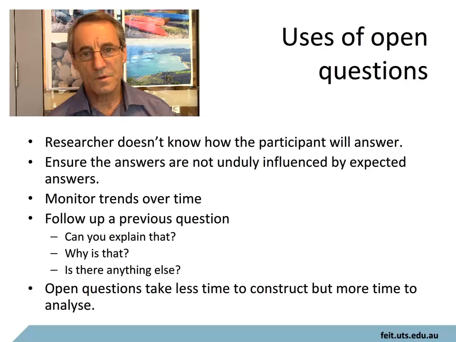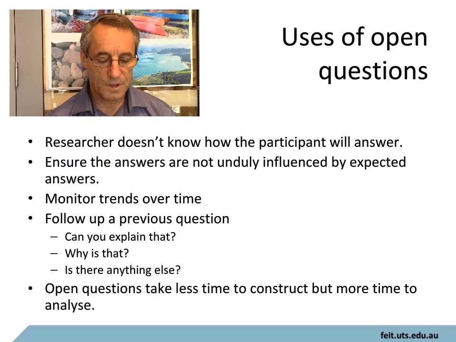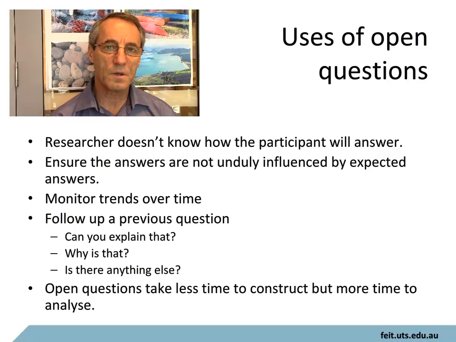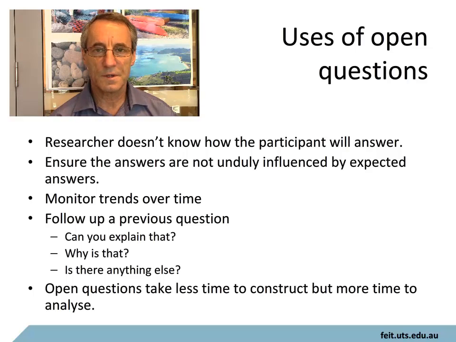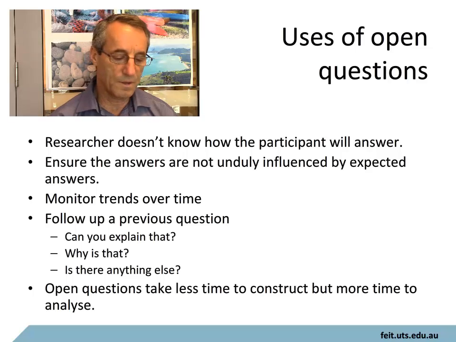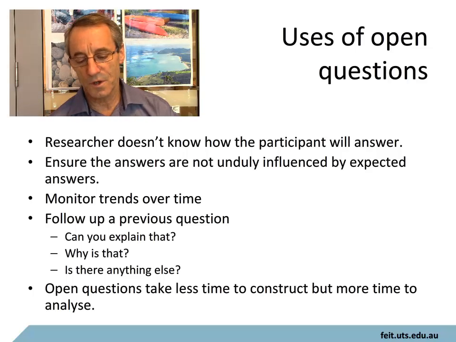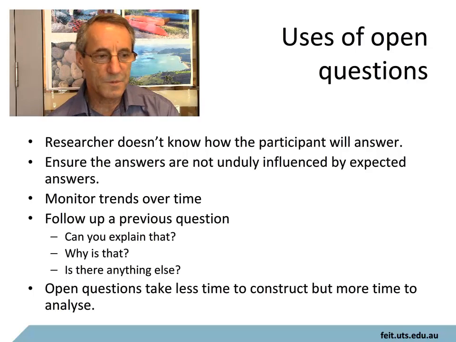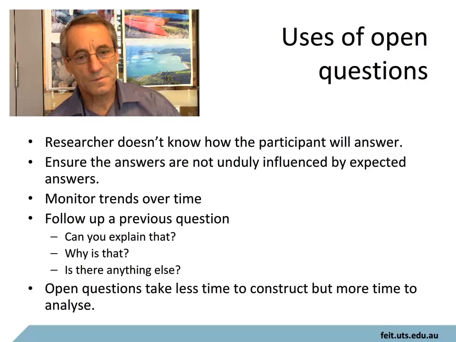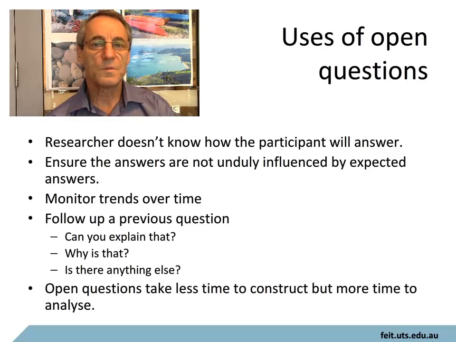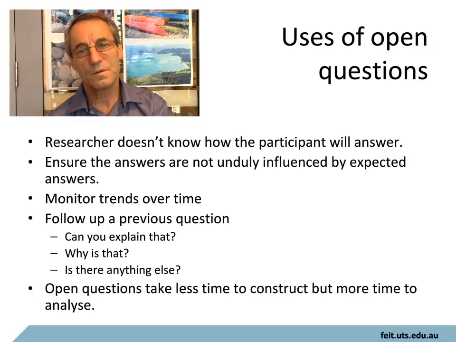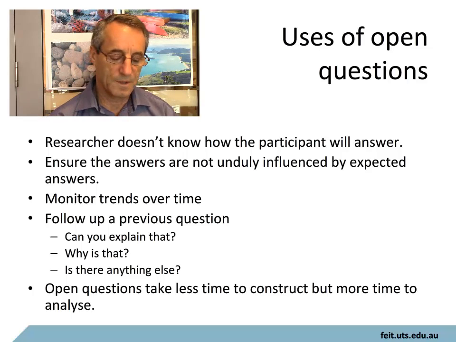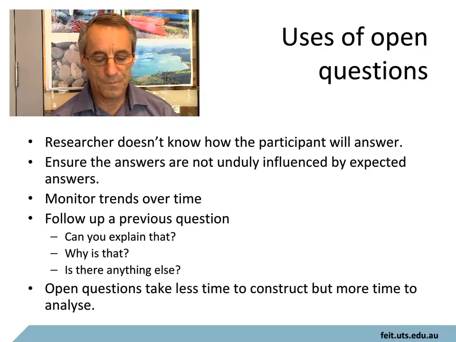So the uses of open questions are when the researcher doesn't quite know how the respondent's going to answer, and when it ensures the answers are not unduly influenced by expected answers. Some of the problems with putting up suggested answers is that it directs people to that range of answers, and it may not occur to them that there's something else. So that can be a problem.